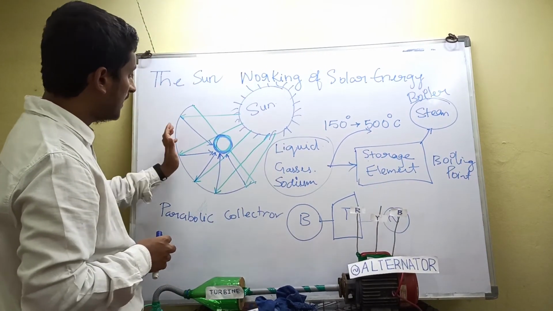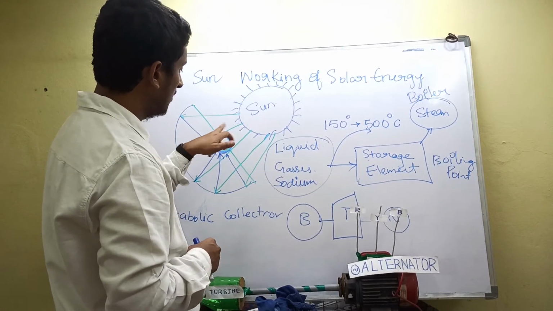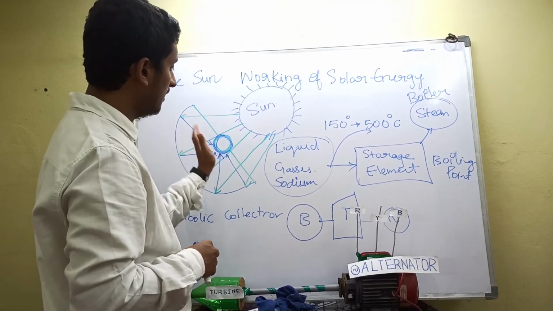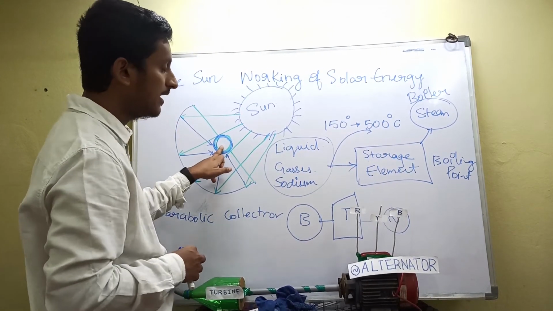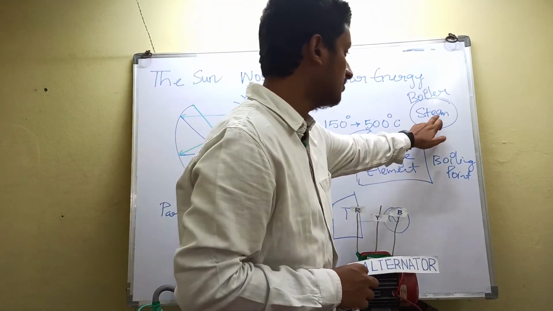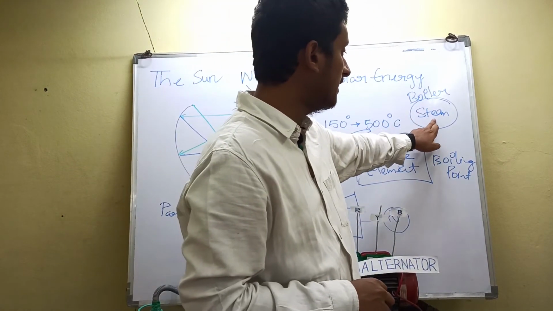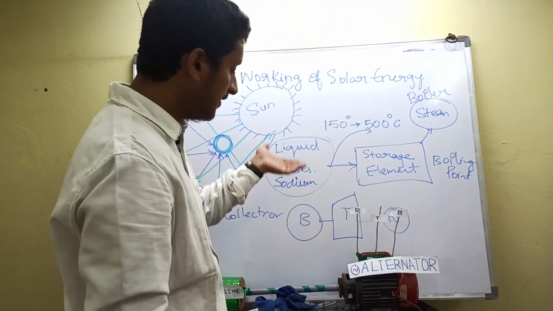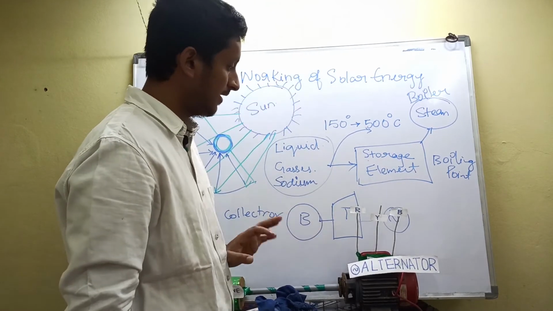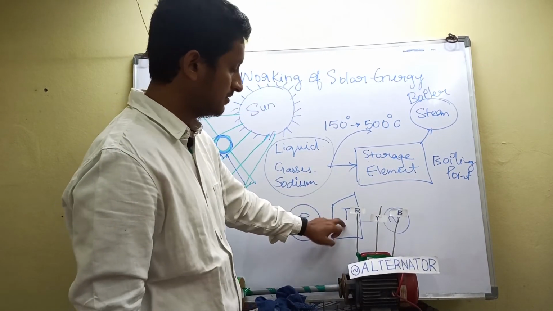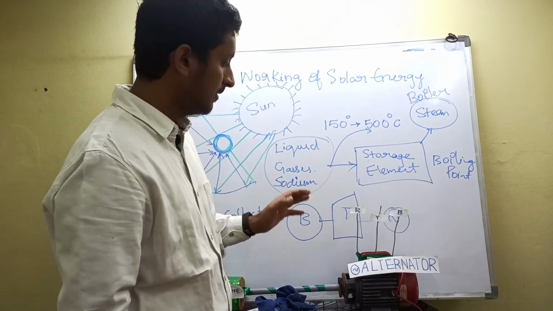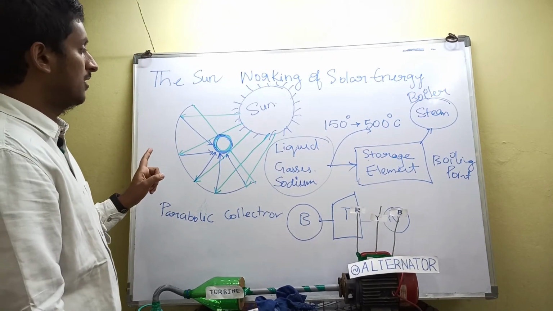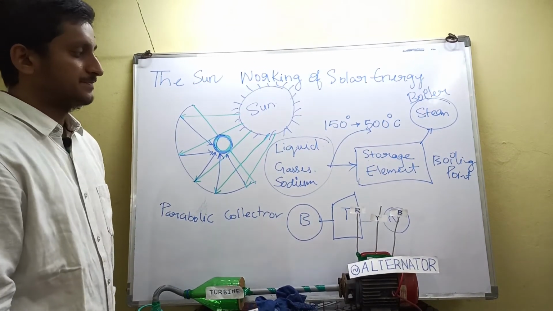From the starting, this heat energy is completely raising the temperature in a cylinder in such a way that the water is completely converted to steam. When it is converted to steam, that steam is hit onto the turbine. When it is hit onto the turbine, mechanical energy is generated. When mechanical energy is generated, that is converted to electrical energy by means of coupling. So this is the entire working part of solar energy.